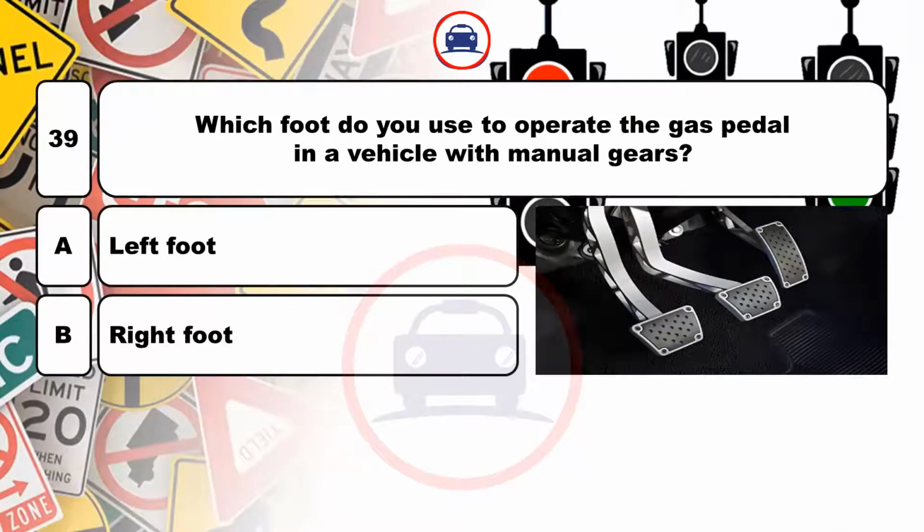Which foot do you use to operate the gas pedal in a vehicle with manual gears? A. Left foot. B. Right foot. Correct answer B. Right foot.